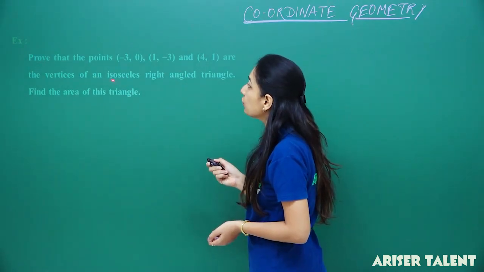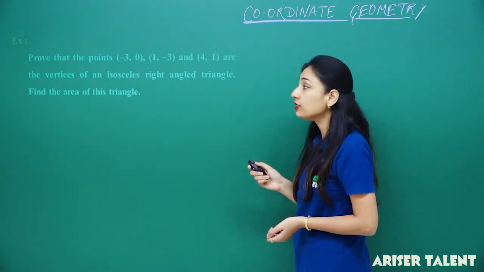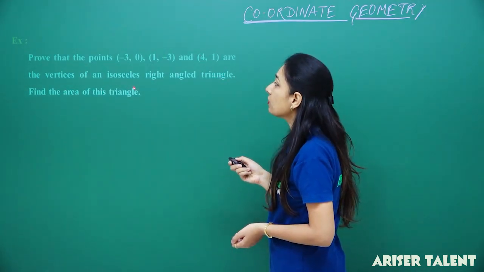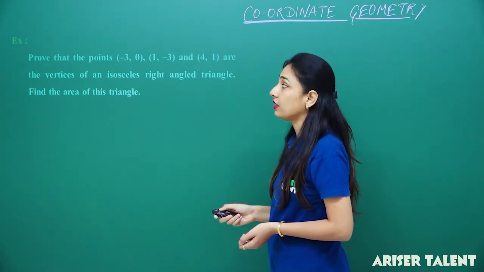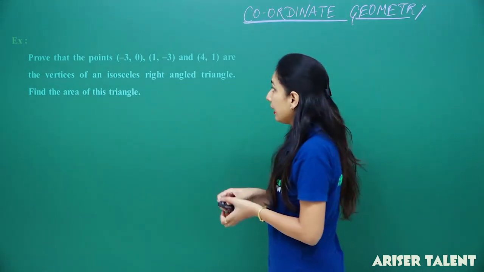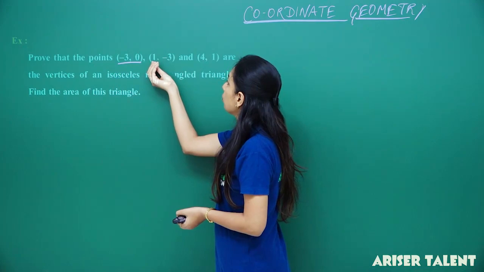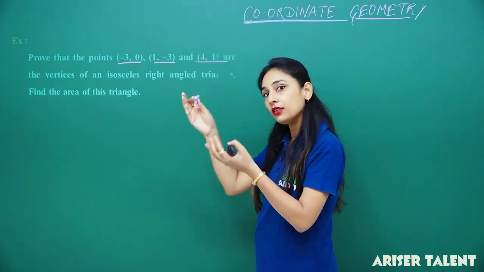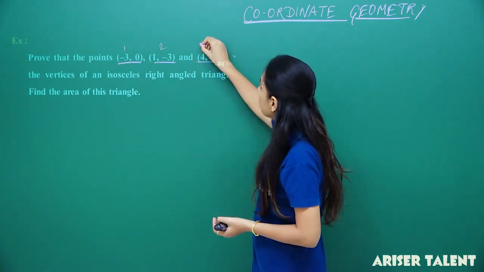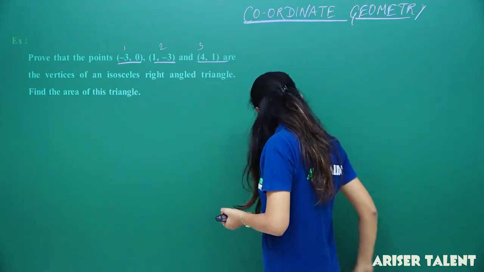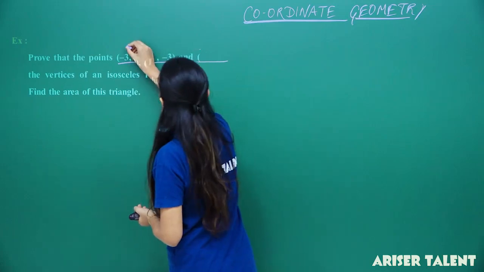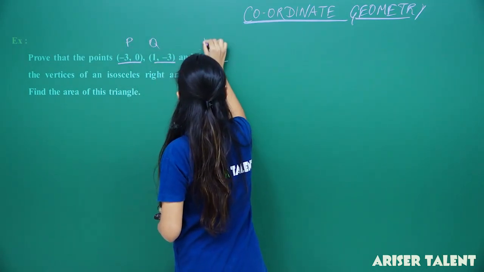We have here: prove that the points (-3, 0), (1, -3) and (4, 1) are the vertices of an isosceles right angle triangle. Find the area of this triangle. What's it saying? It has given us 3 coordinates, the abscissas and the ordinates. So this is one point, this is the second point, and this, let's suppose, is the third point. So can we name them P, Q and R? Okay, let it be P, Q and R.